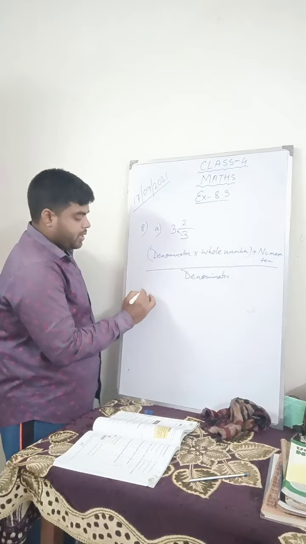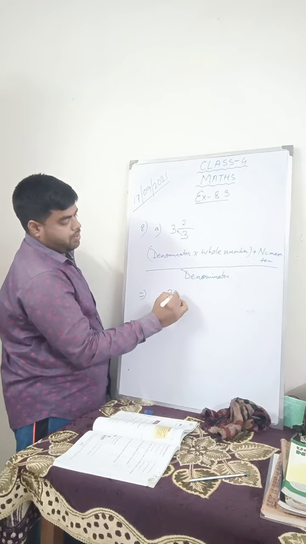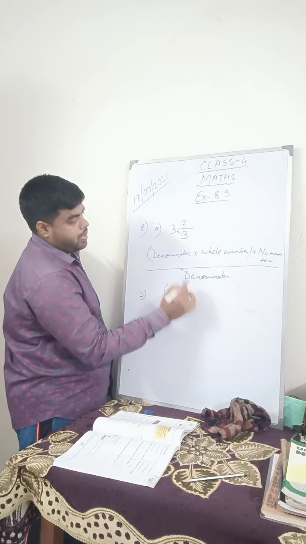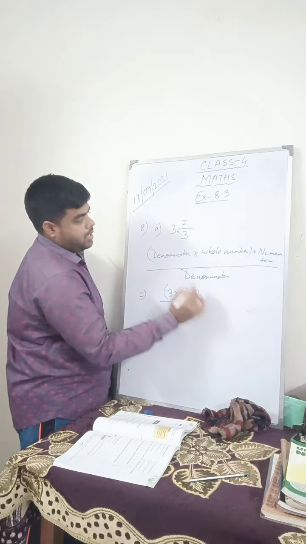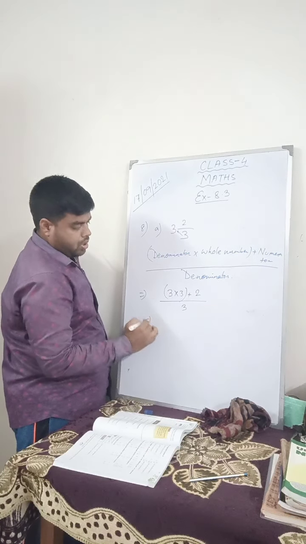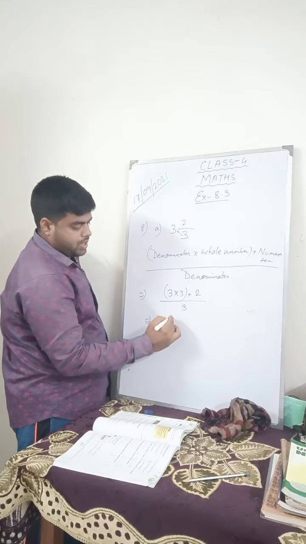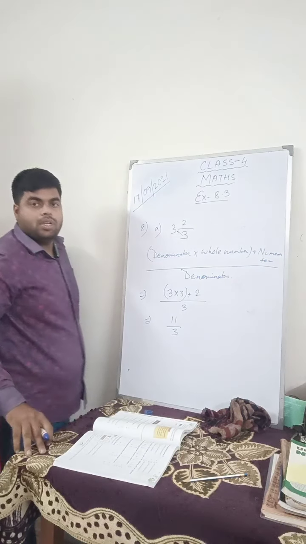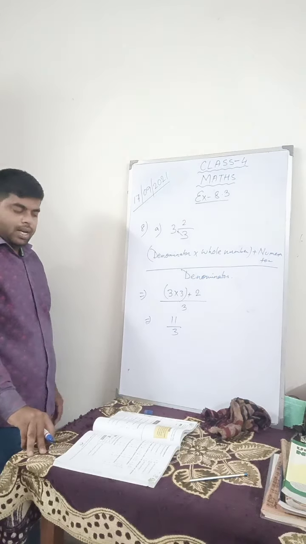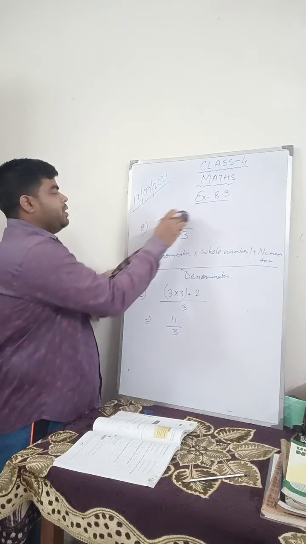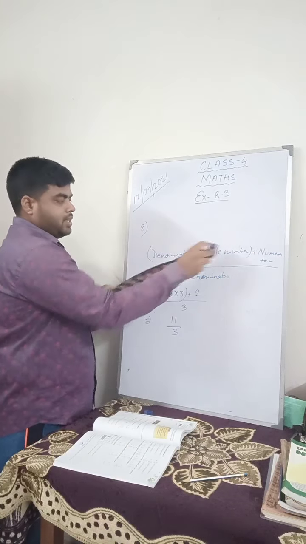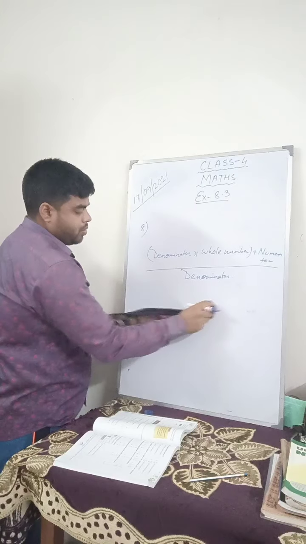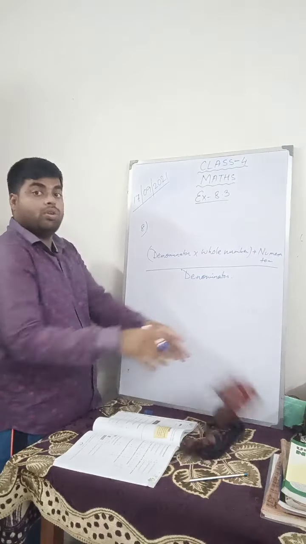So what is the denominator here? 3 into 3. 3 multiplied by 3 plus 2, divided by 3. So 3 into 3 is 9. 9 plus 2 is 11 by 3. This is your answer. Let me take one more example. I'm not erasing this formula because every time you have to write the formula so that you don't forget.